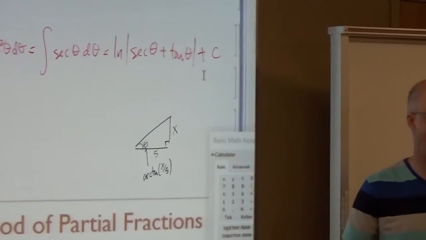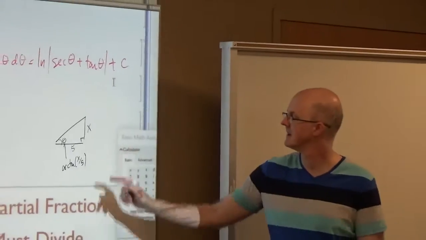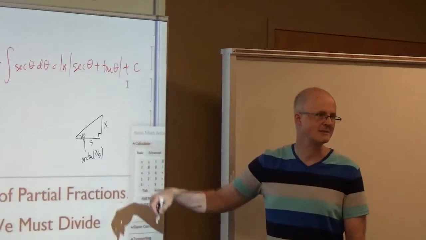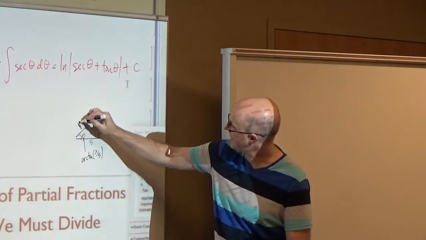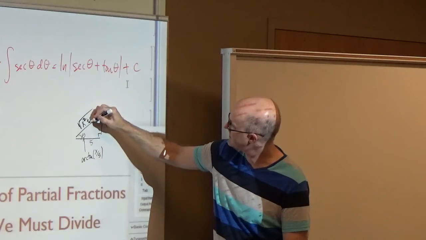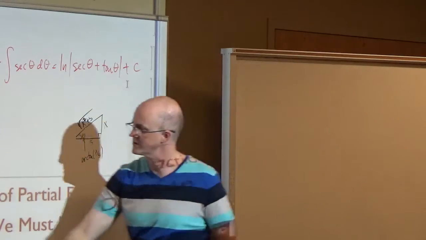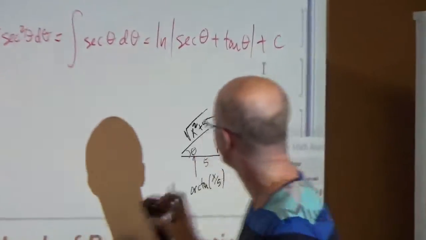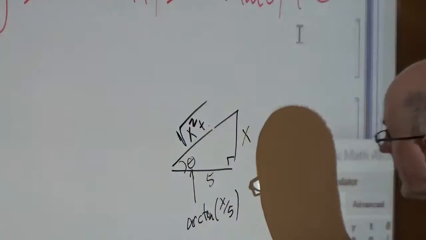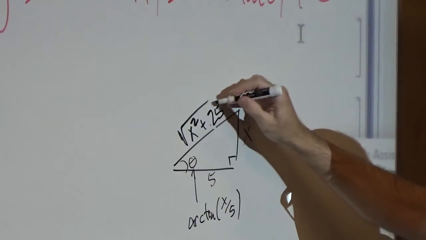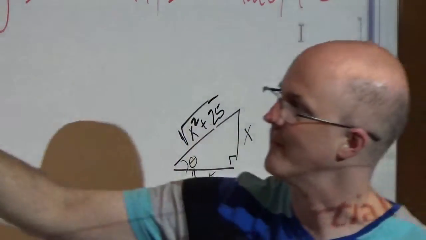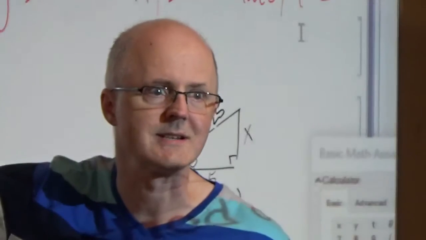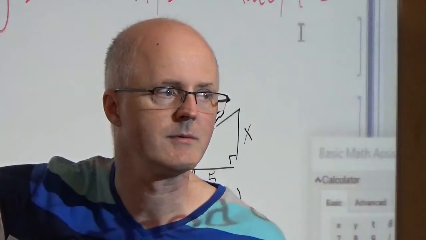Again, you could use 2x and 10 or 3x and 15. You might as well pick the simplest thing possible. By the Pythagorean theorem, that means the hypotenuse is the square root of x squared plus 25. And again, that matches that. That's no coincidence, that happens in these kinds of problems.